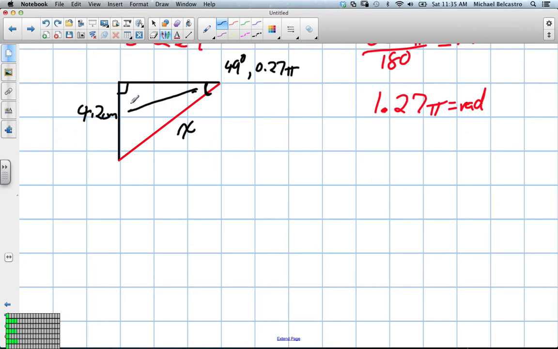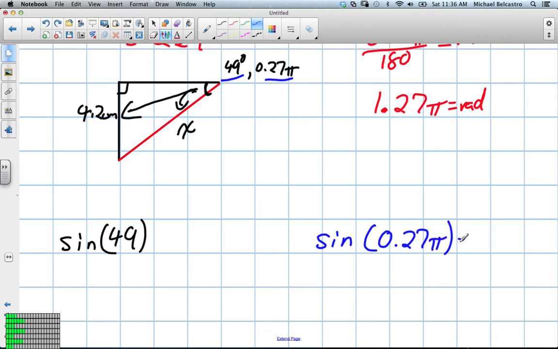What's that side considered? We have the opposite and the hypotenuse. So we need sine. Are we looking for the angle? This part here is always the angle, right? We already have the angle measurements. So what is the angle measurement? It's sine 49. Or, I'll do the other one in blue, it's sine 0.27 pi, is equal to, what's the opposite side? 4.2. 4.2 over x, because the hypotenuse is our x. So it equals 4.2 over x, okay?